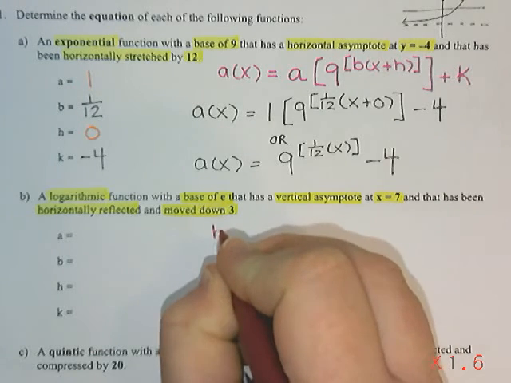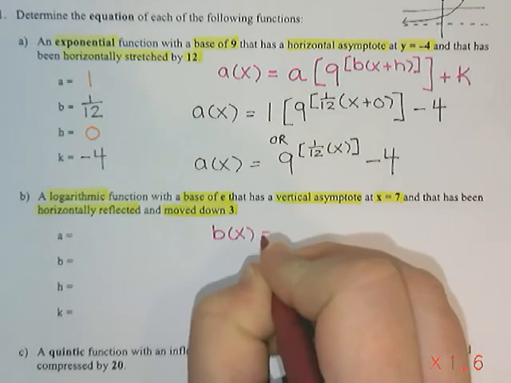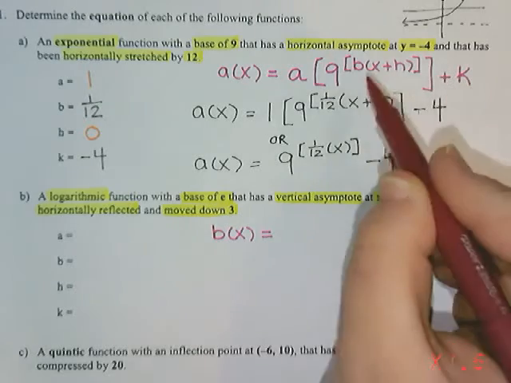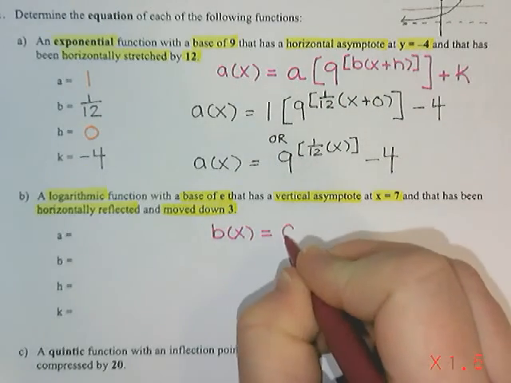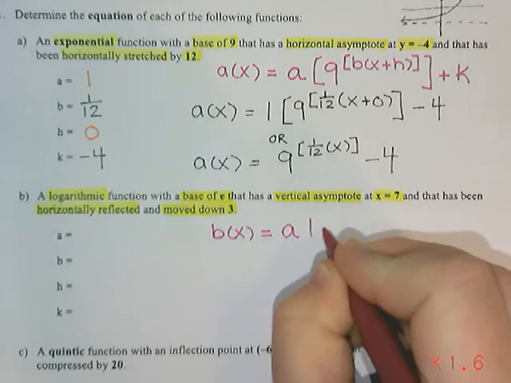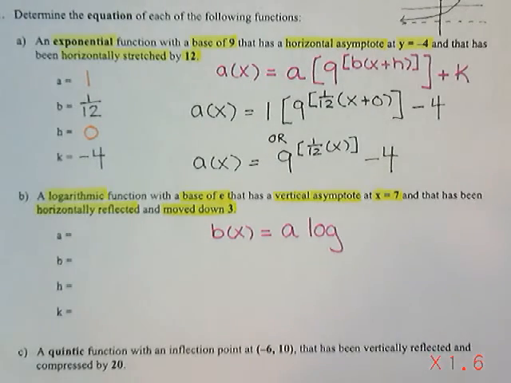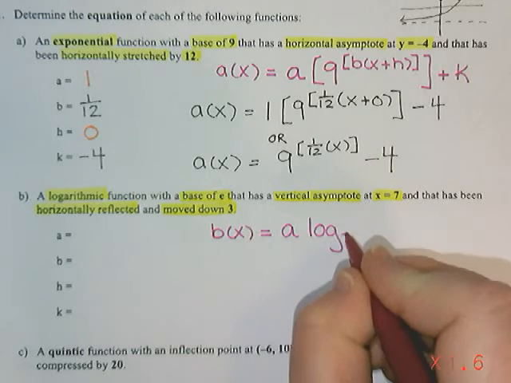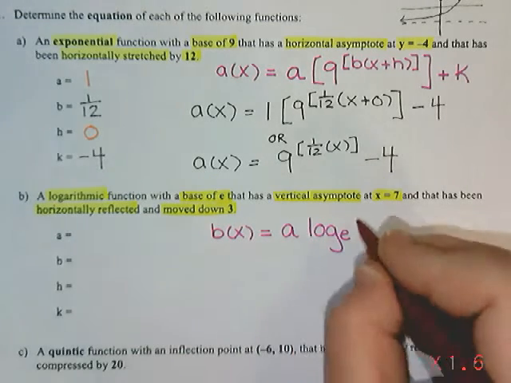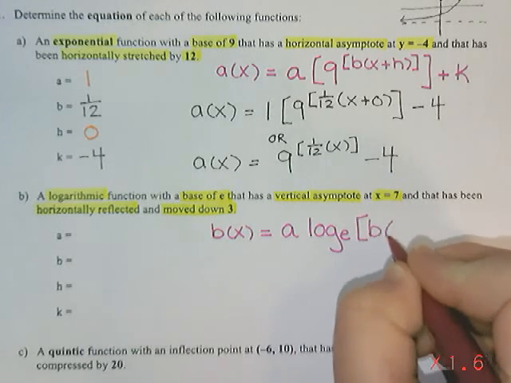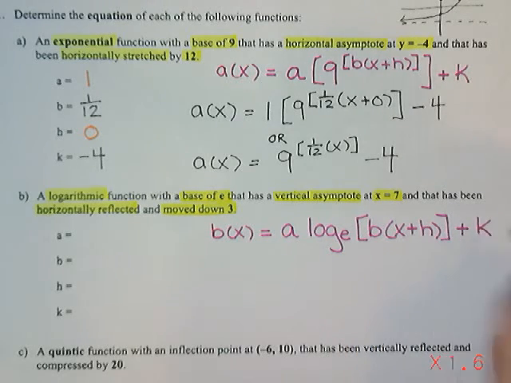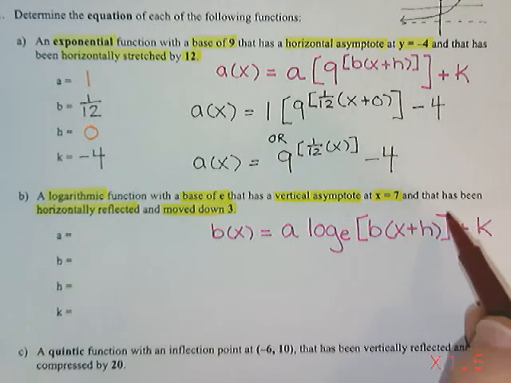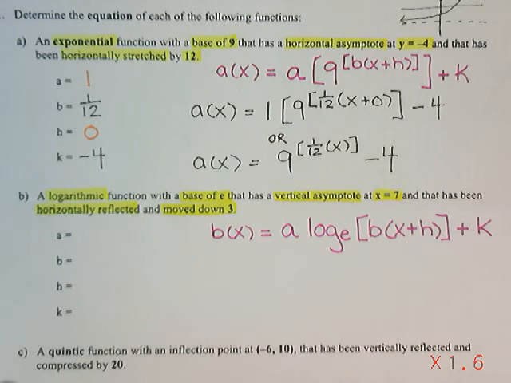So I'm going to say b of x would equal, and it's very similar to this, except instead of an exponent with a base of 9, we have a log base 9. So I have a times log. Now this isn't base 9, this is base e. So log base e of b times x plus h plus k. Now, if you want to put a bracket between the a and the log, and then after the end of that bracket, you can, but it's not really necessary.